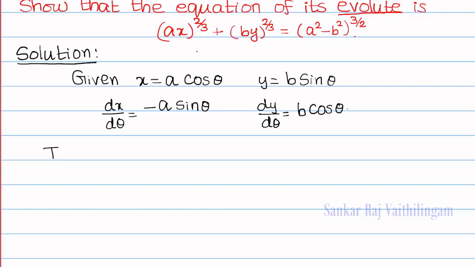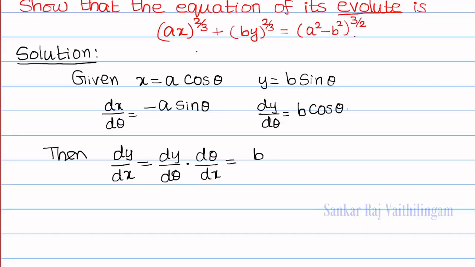Then we have dy by dx, and we know that this is nothing but dy by d theta into d theta by dx. That is equal to b cos theta into the reciprocal of dx by d theta, which is 1 divided by minus a sin theta. So that is equal to minus b by a cot theta, since cos theta by sin theta is equal to cot theta. So minus b by a cot theta.